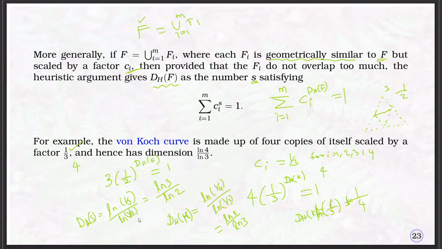So, by using this method, if F is decomposed into finite copies of itself, that means F is written as the finite union of Fi, where each Fi is geometrically similar, and you define this as the contraction mapping, then the Hausdorff dimension can be estimated by using this equation. You can compare this method with calculating the box counting dimension of the attractor generated by the iterated function system. Both are similar.